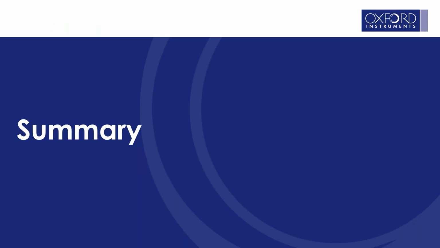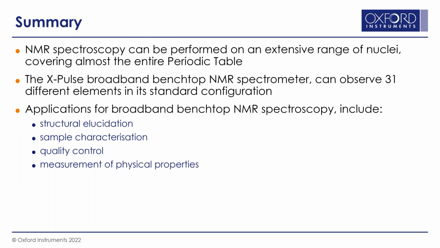We're now coming to the end of this webinar, so to summarize what we've talked about, NMR spectroscopy can be performed on an extensive range of nuclei, covering almost the entire periodic table. The X-Pulse Broadband benchtop NMR spectrometer can observe 31 different elements in its standard configuration. Applications for broadband benchtop NMR spectroscopy include structural elucidation, sample characterization, quality control, and measurement of physical properties.